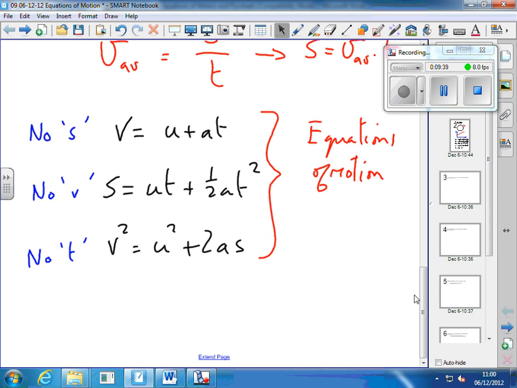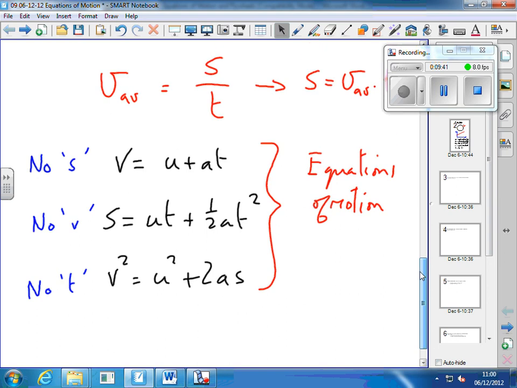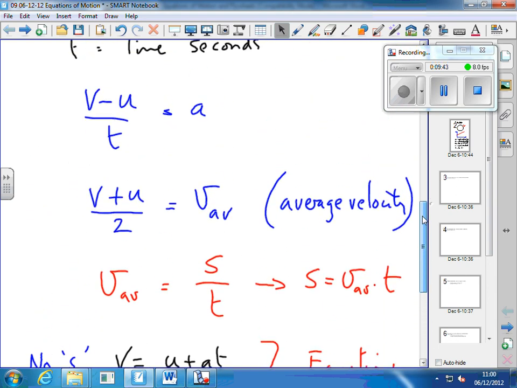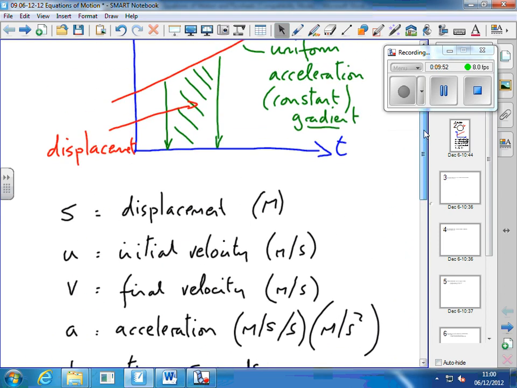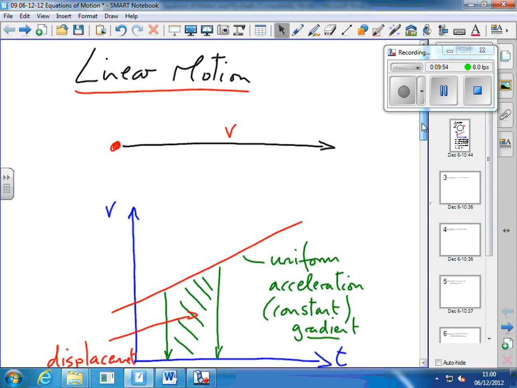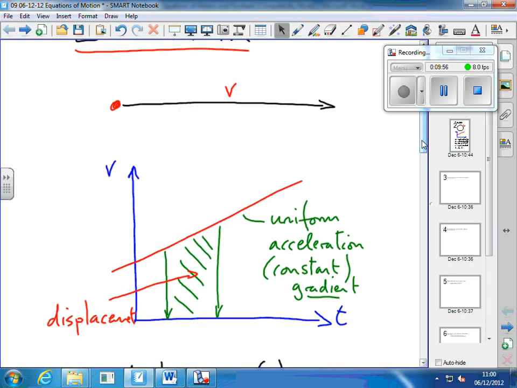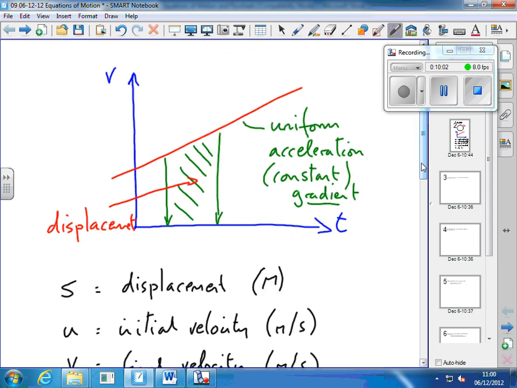So we've got those 3 equations of motion, plus the other 3 there, that we can use to solve problems involving motion of something, linear motion, like this, of some object moving with a velocity for a period of time. If that velocity is changing, we can find out all sorts of things about this motion. So now we need to have a look at some examples of problems.